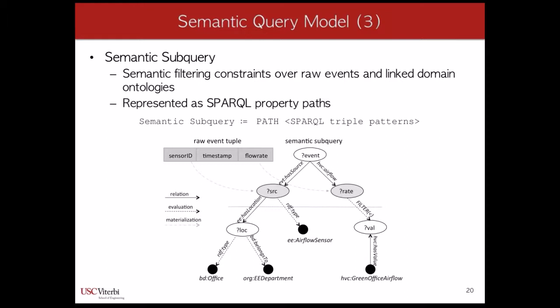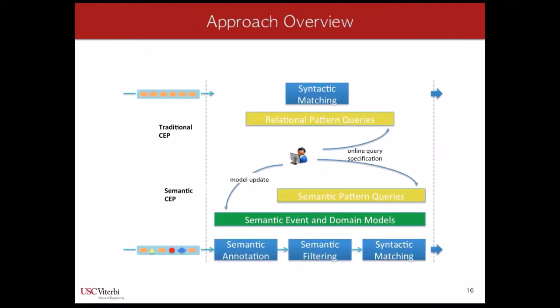I didn't talk about the details here. You can see there's a mapping here, right? After we observe a raw event, we have a mapping file to map the different fields to a resource in the ontology. For example, the sensor ID maps to here, and the flow rate maps to this semantic event's airflow attribute. If we look at this figure here, the first step is the semantic annotation. We observe events, then we generate a semantic event based on mappings. Then we process the semantic subquery, and then we process the CEP subquery. This is the processing pipeline.